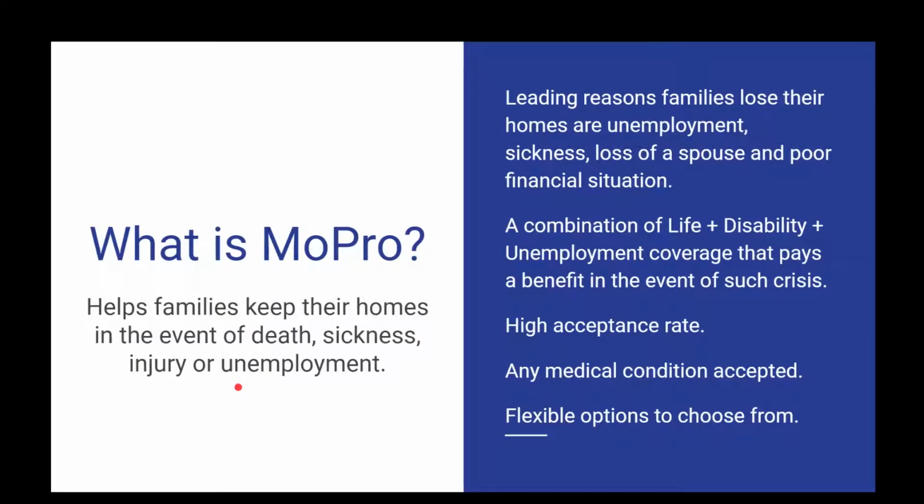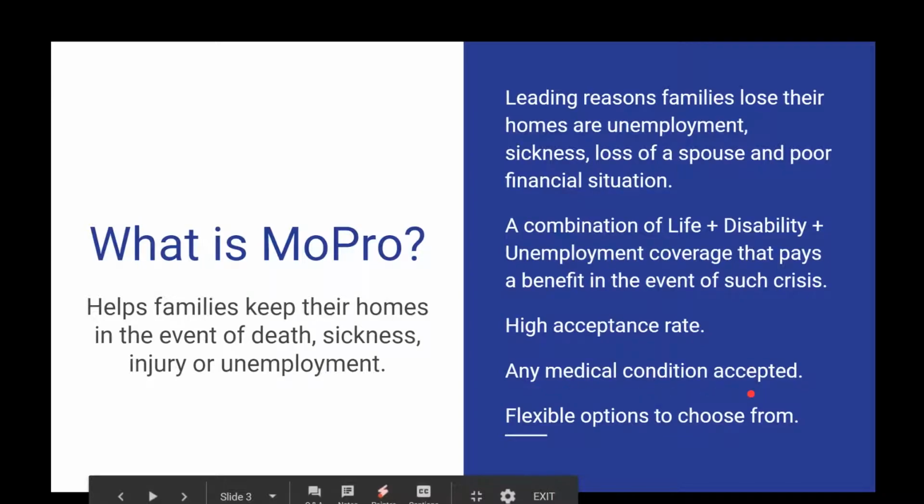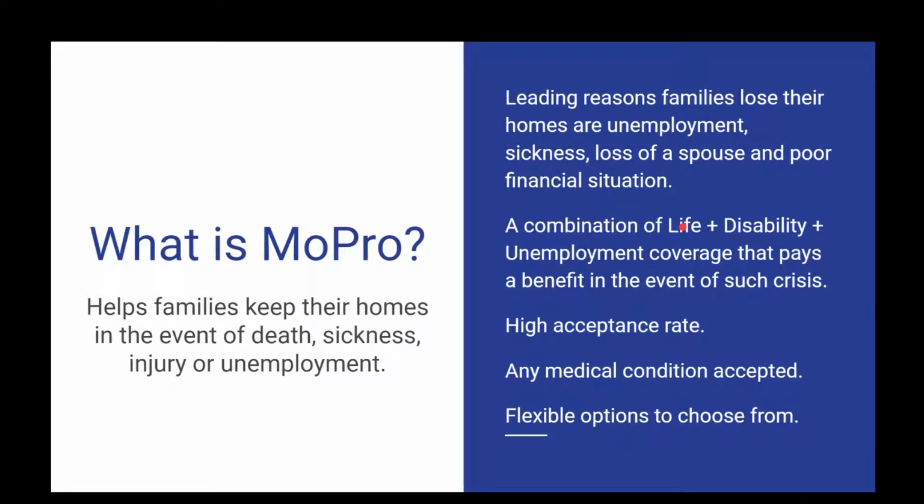What is mortgage protection? It helps families keep their home in the event of death, sickness, injury, or unemployment. Basically, it's a combination of life insurance plus disability plus the option of adding unemployment coverage. There is a high acceptance rate. We can cover anyone with any medical conditions. And you have flexible options to choose from. If somebody's life insurance is too high, you can just offer disability.